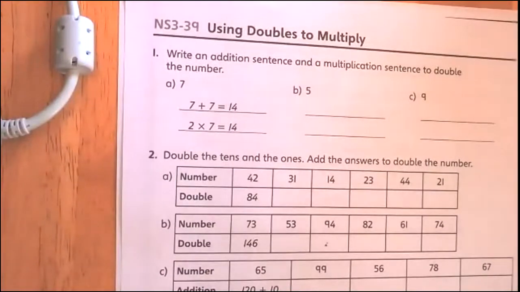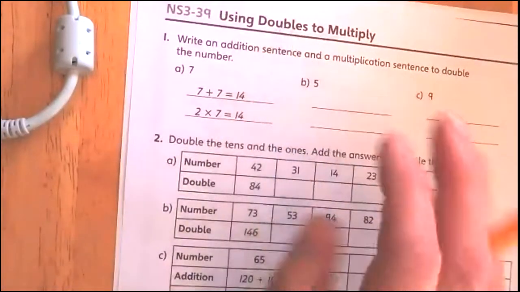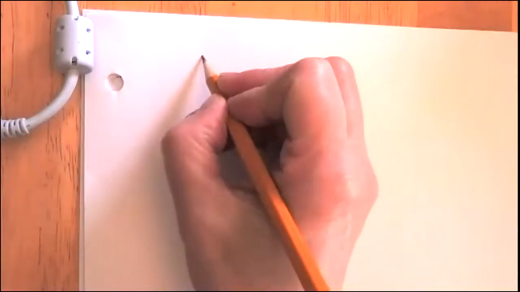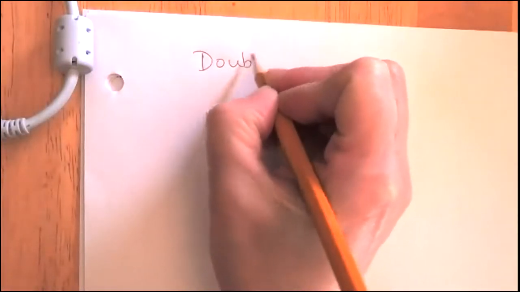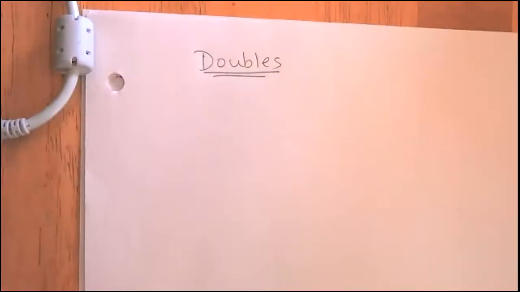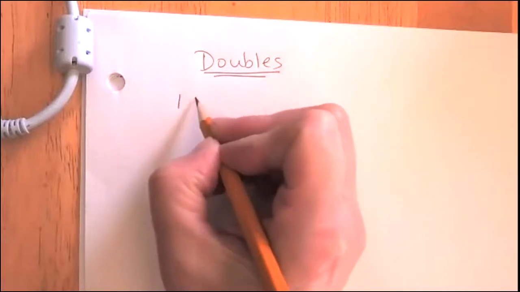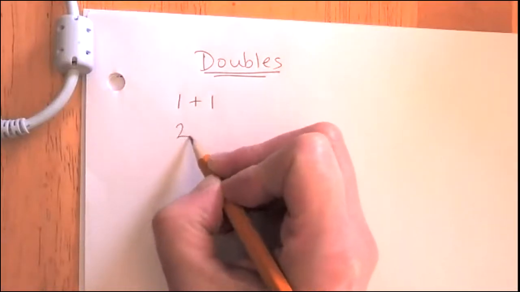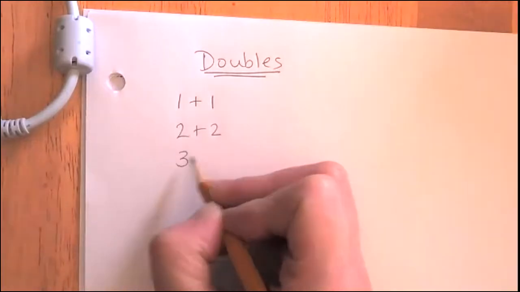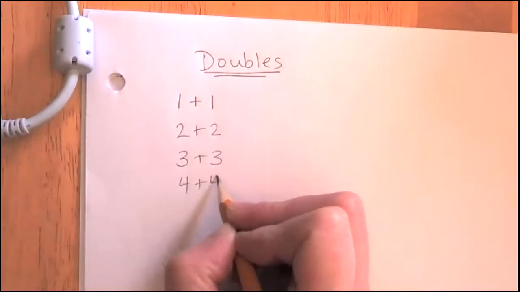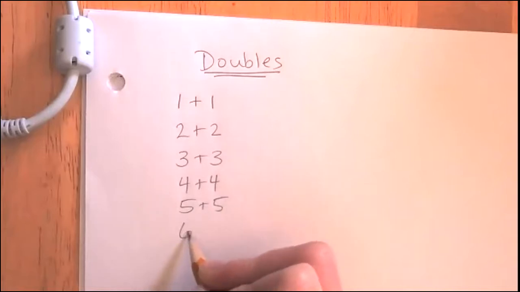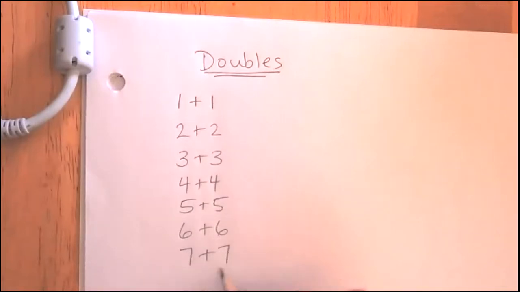Before you start that, we're going to talk a little bit about doubles, because that's something we already know about and you should already know. We learned about doubles when we were doing our addition facts. So doubles are when you're adding the same number to itself. So like 1 plus 1, 2 plus 2, 3 plus 3, 4 plus 4, 5 plus 5, 6 plus 6, 7 plus 7, 8 plus 8, 9 plus 9, 10 plus 10.